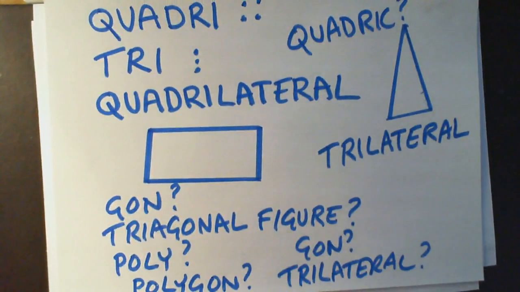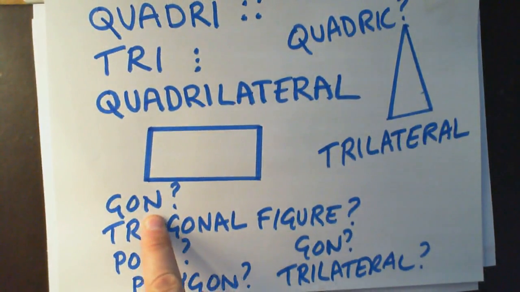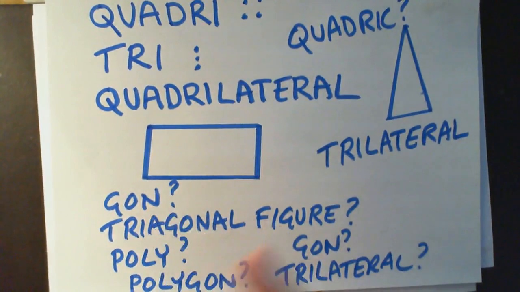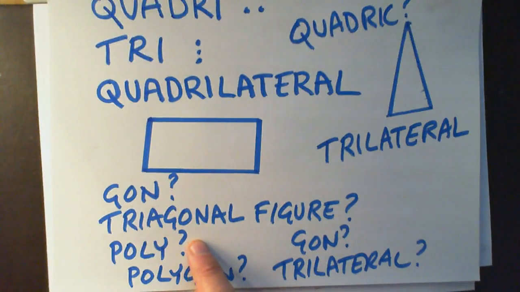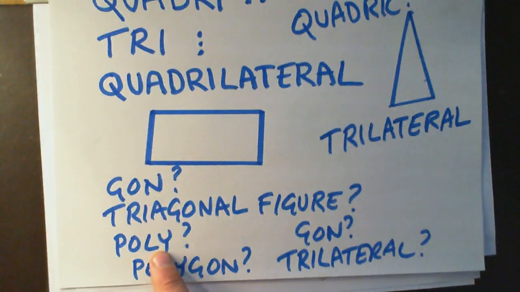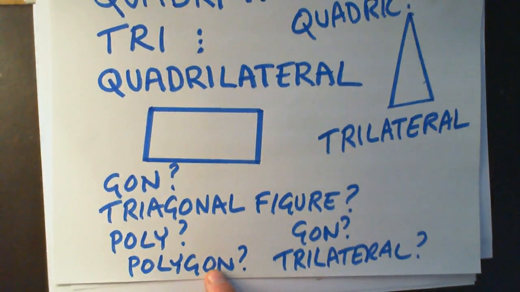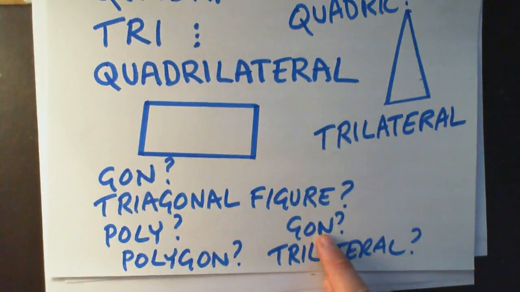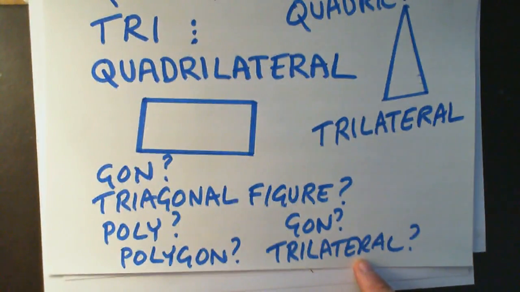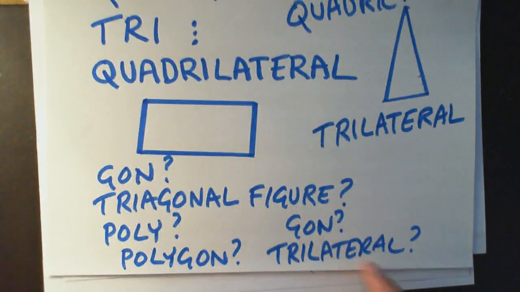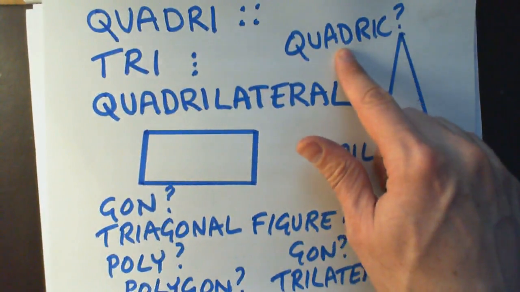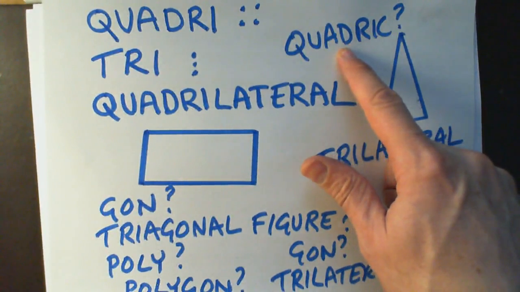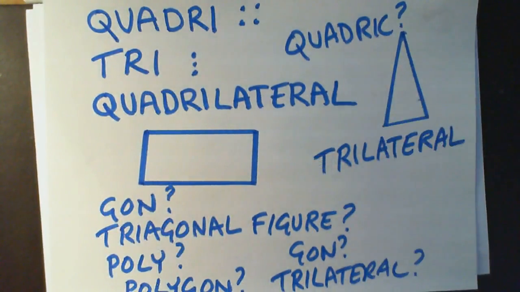those are the questions. So, gon, does it mean side? A trigonal figure, does it have four sides? Does poly mean many? Does a polygon only have two corners? Is the word for the side of something a gon? This word here, trilateral. A trilateral geometric figure, has it got four sides or three? And a quadric shape, has it got three or four of whatever it is?